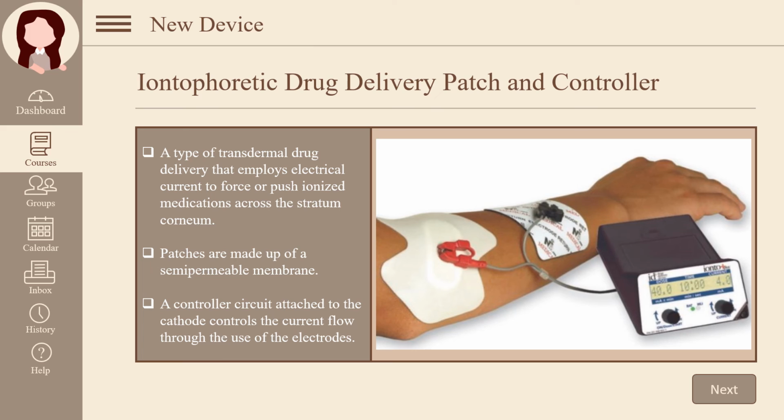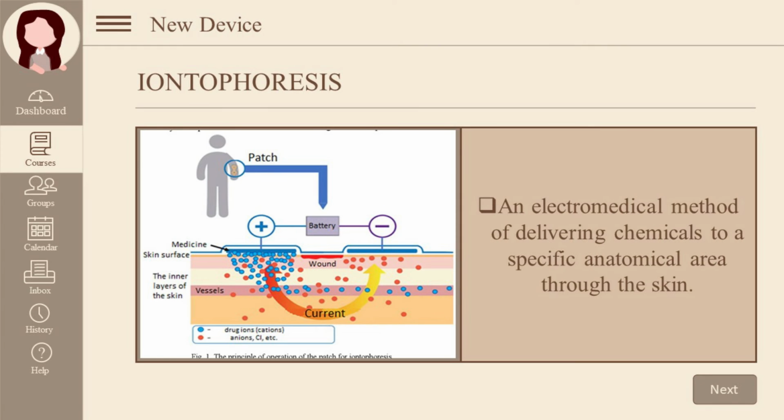Iontophoretic drug delivery patch and controller is a form of transdermal drug delivery that utilizes electrical current to drive or push ionized drugs through the skin's outermost layer, which is typically the main barrier to drug transport. Electrode patches have a unique composition that allows ionic movement into human skin tissue. The patches are made up of a semi-permeable membrane that must be in close contact with the skin for optimal penetration. Before we discuss its functions and benefits, let us first define iontophoresis.